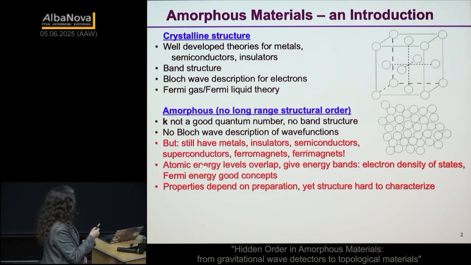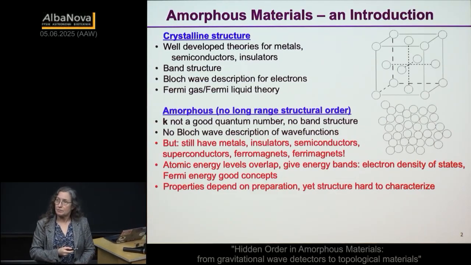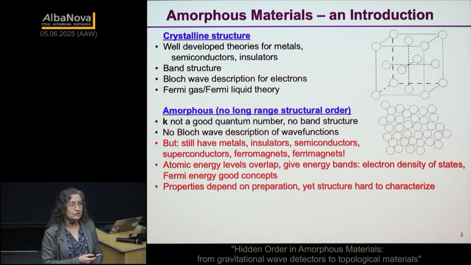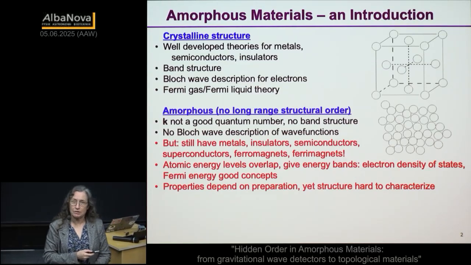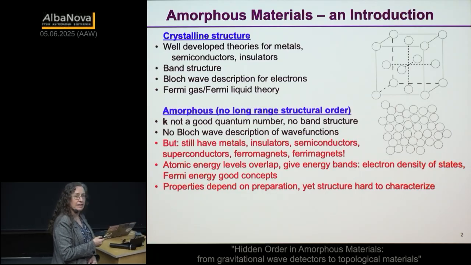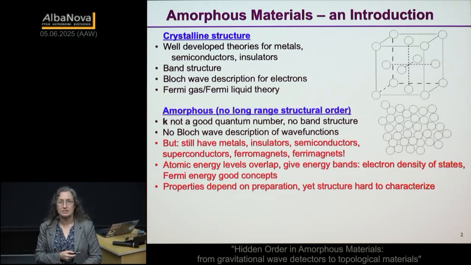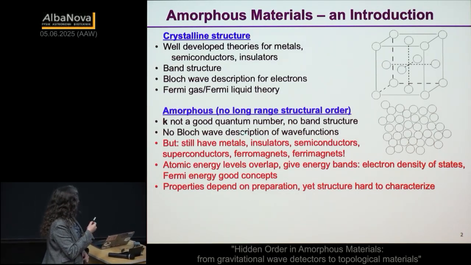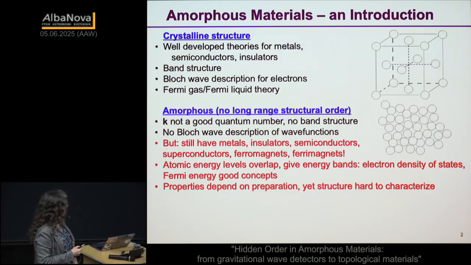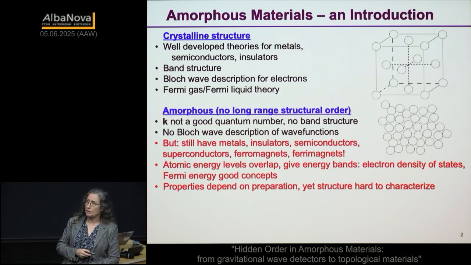So we have very good metals, we have very good insulators, we have semiconductors, we have superconductors. I assume everybody in this room is aware that there are amorphous superconductors. If you're not, you should be, because it's remarkable. I would claim it's an even more emergent property that it occurs in an amorphous material than a non-amorphous material, ferrimagnets, etc. And one of the points I want to make is that atomic energy levels overlap, which means that energy is still a perfectly good quantum number.